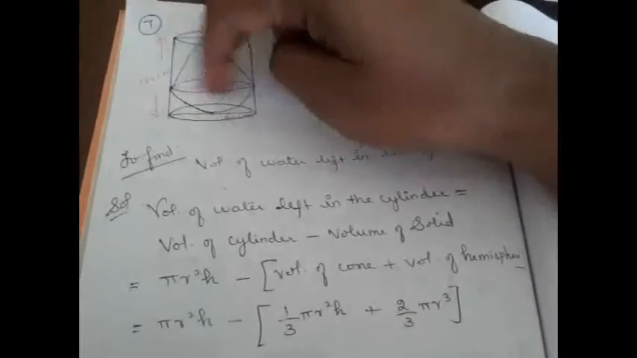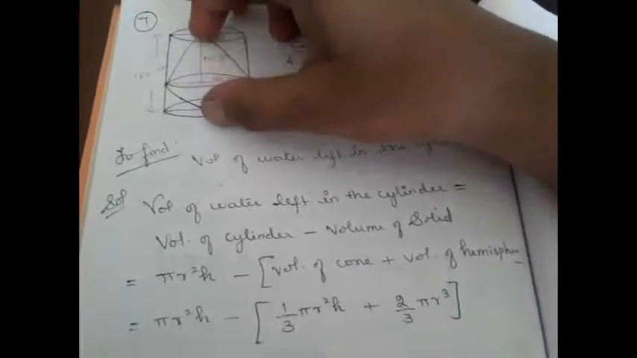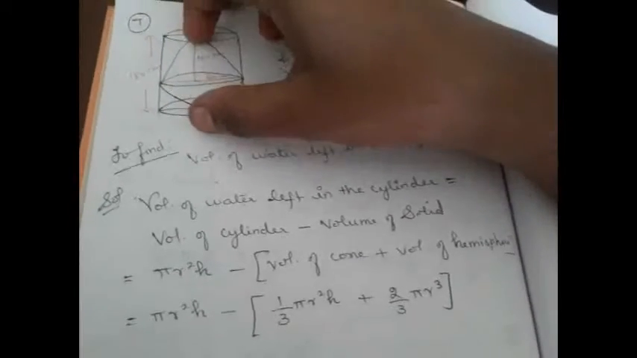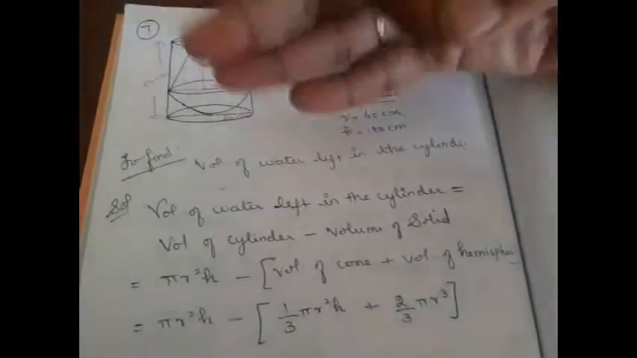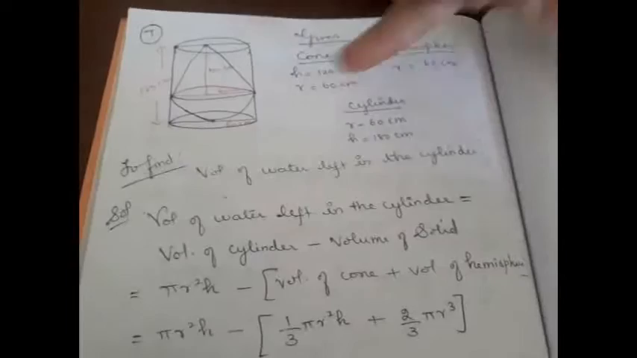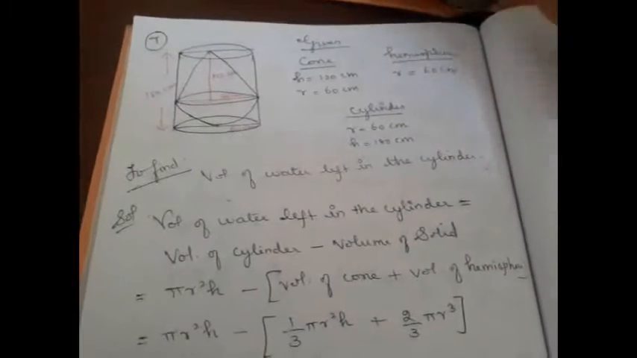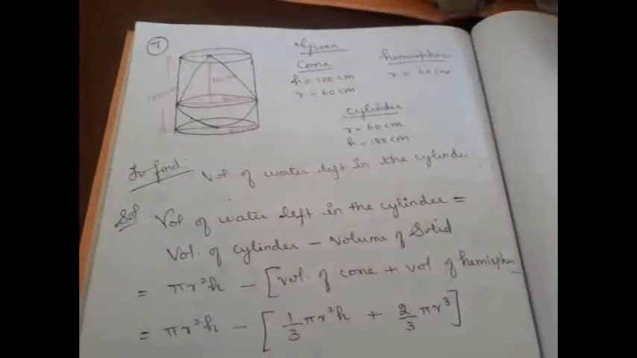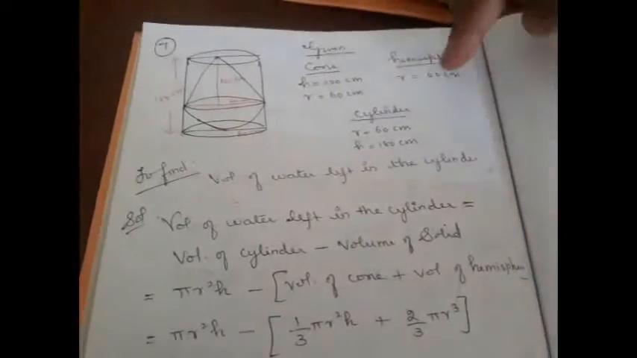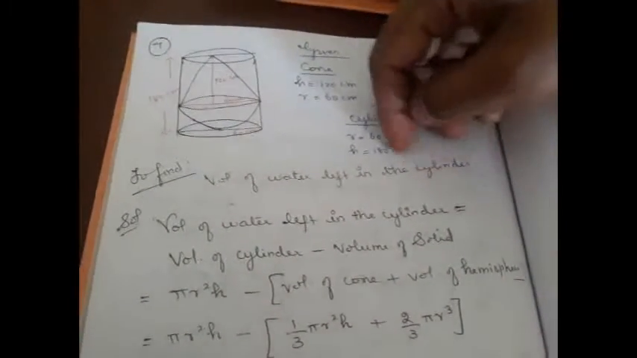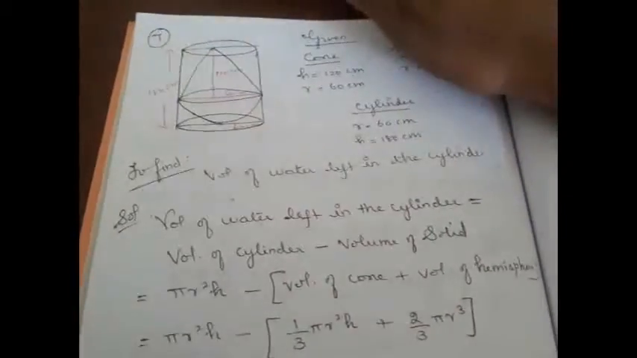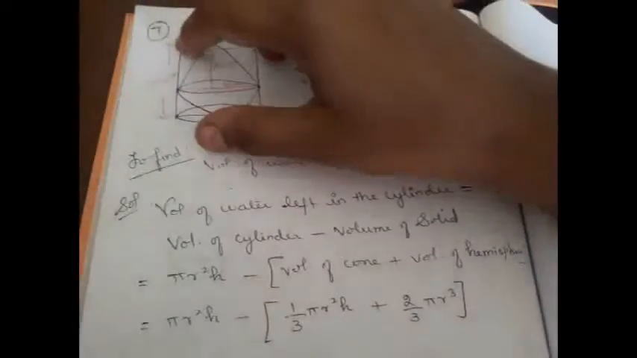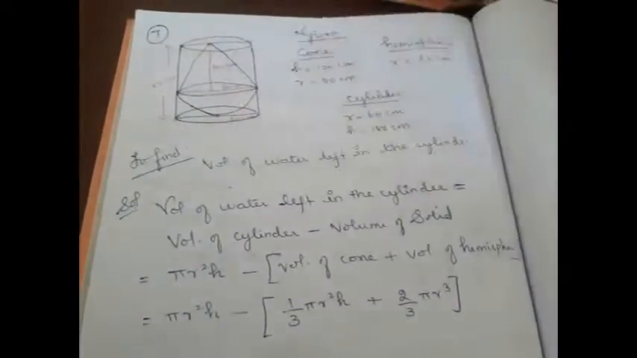This is the solid, right? A solid is in the shape of a cone surmounted on a hemisphere. This is the entire solid. This entire solid is being placed inside a cylinder. So three shapes are involved in this problem: cone, hemisphere and cylinder. And it is clearly given all the radius are same. So radius is going to be 60 centimeter. But the height of the cone differs from the height of the cylinder, which is also clearly distinguished in the question itself. Height of the cylinder is 180, height of the cone is 120.